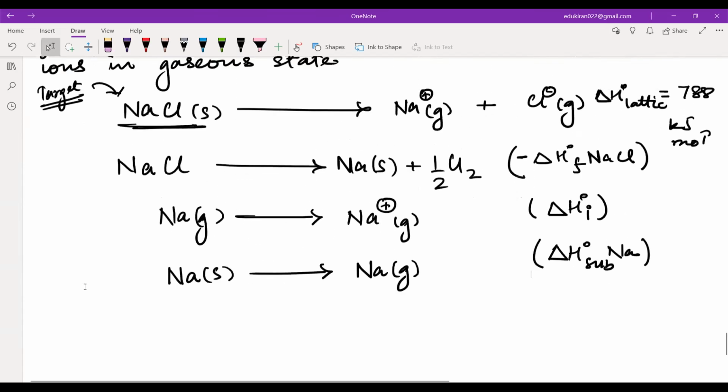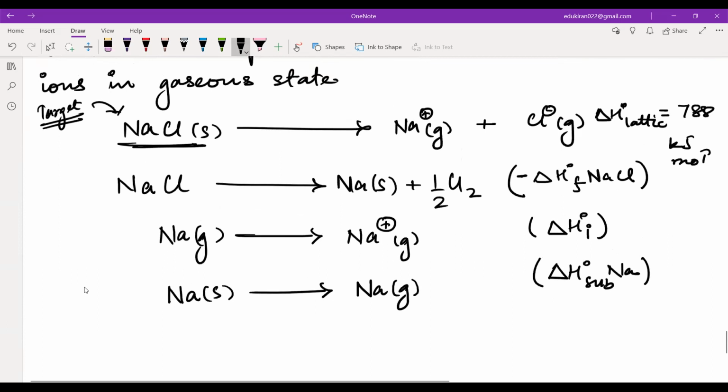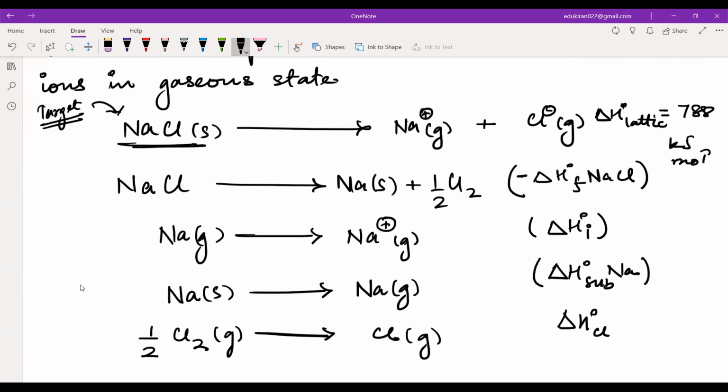Now, next, when I am moving towards Cl-, I have to start from chlorine. So I will have half Cl2, which is gas, and then I will break this to chlorine. Why have I taken half? Because I need only 1 mole of chlorine. Here there is 1 chlorine and here also there is 1 chlorine. So I have done delta H0 of the Cl bond.